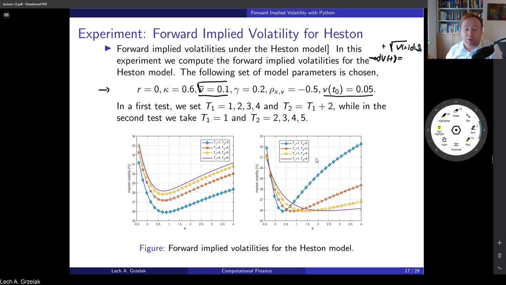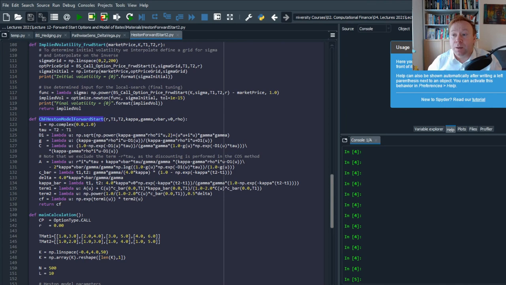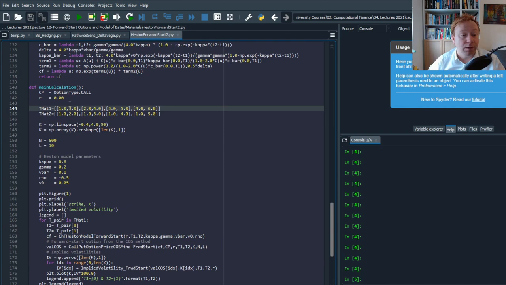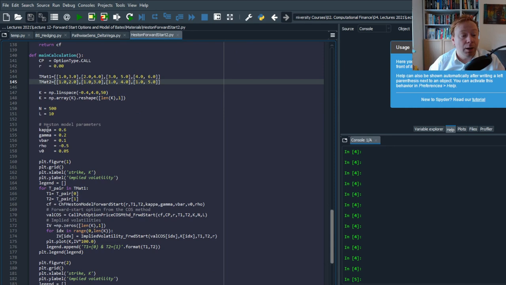Okay, let's take a look at the code and let's perform some additional experiments. So in the code we have, as described in the slides, two cases. We have a T maturity 1 and a T maturity 2. Again, here it's 1, 3, 2, 4, 3, 5, and 4, 6. And for the second case, the initial point T1 is fixed, and we just change time T2. Then we have the parameter settings. So this is the model settings.